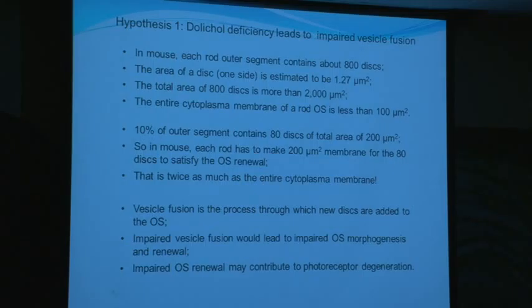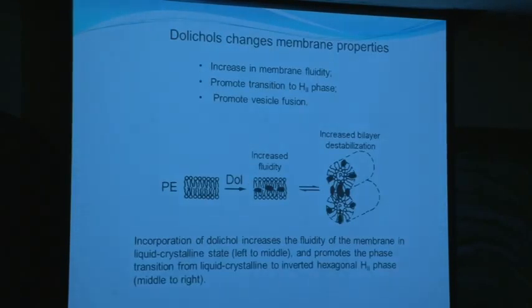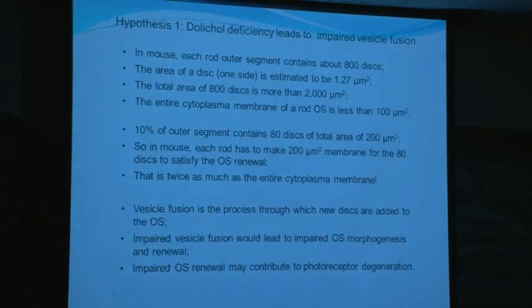the envelope of the outer segments. So if you go back to this, its effect is that it promotes vesicle fusions. That's what Deborah mentioned about. And if you affect vesicle fusions, then you have trouble getting lipid out to the outer segments. Then outer segment renewal is impaired. We think that's one of the mechanisms.